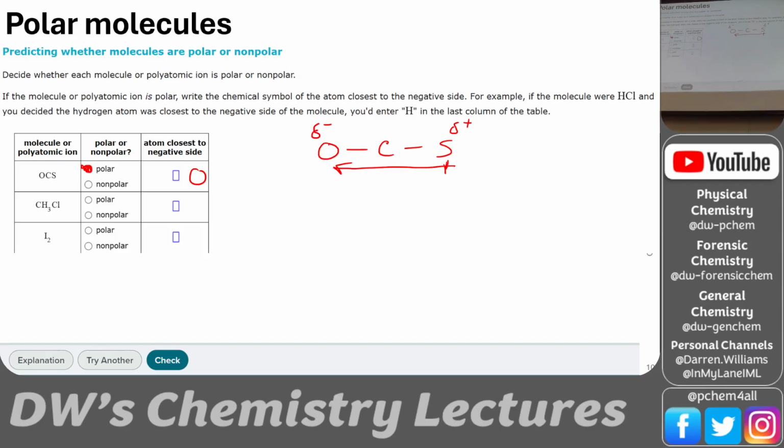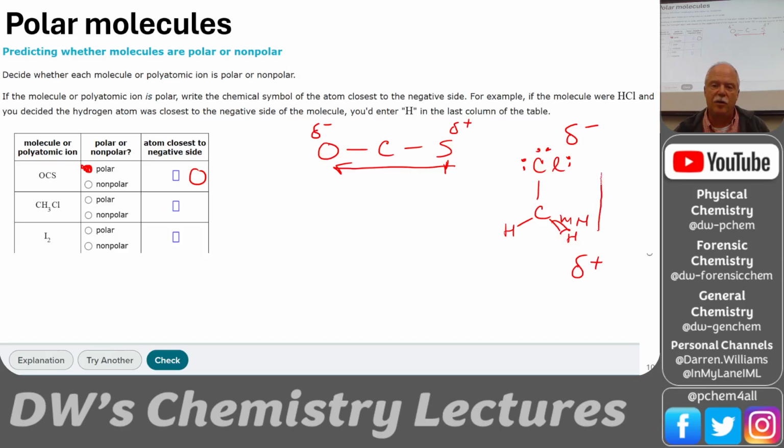Now, what we just did is important for the next one. It says CH3Cl. So that's going to be CH3, we know that's a methyl group, and then the Cl with its extra electrons. Chlorine is electronegative, and it's going to pull all those electrons toward it. So this top part of the molecule is going to be negative and the bottom part is going to be positive. So it's going to have a dipole moment that points up towards the chlorine. The chlorine is the one closest to the negative end of the molecule, and it's going to be polar.